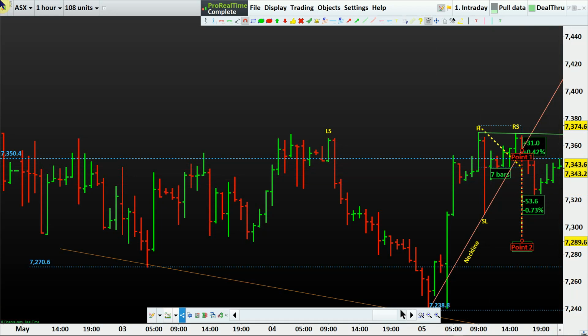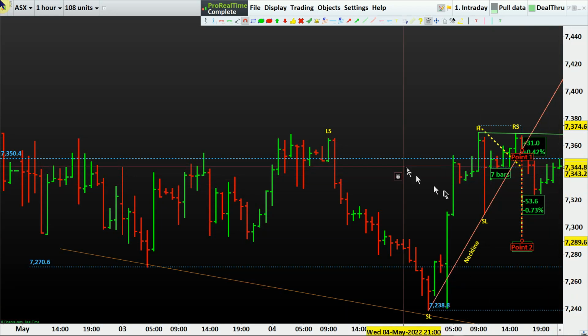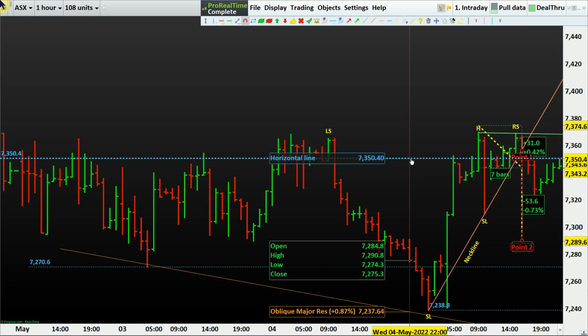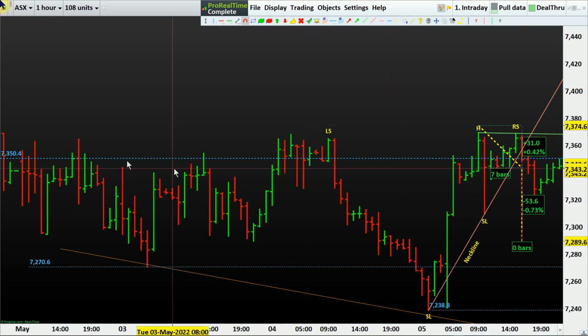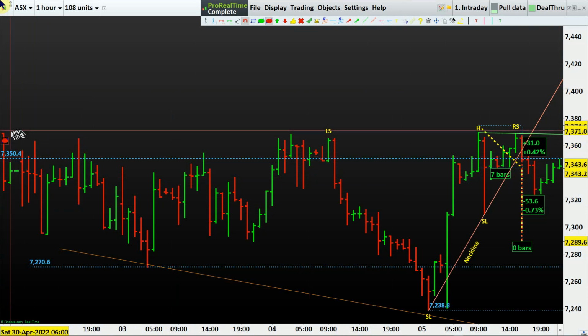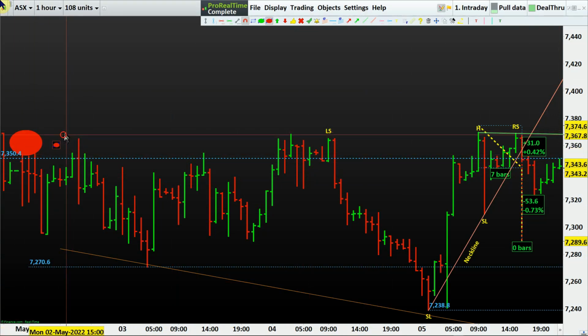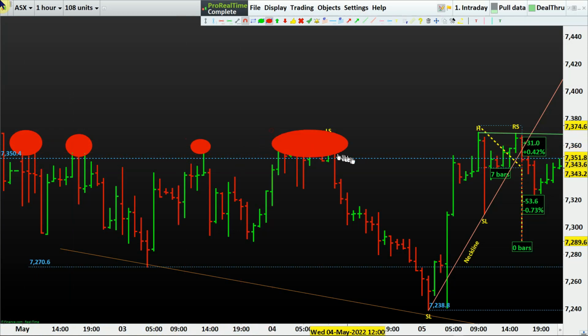That was a monthly support, monthly resistance. That 735. Weekly resistance. Okay. Reference snapback.